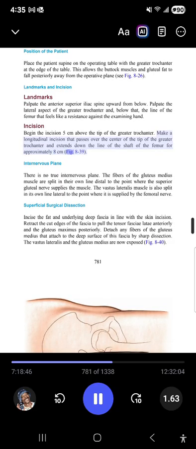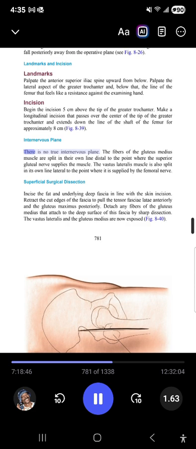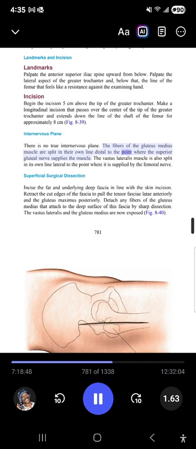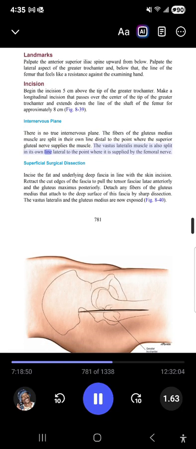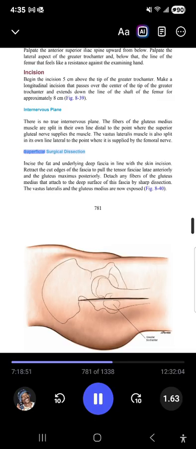Figure 8-39. Internervous plane. There is no true internervous plane. The fibers of the gluteus medius muscle are split in their own line distal to the point where the superior gluteal nerve supplies the muscle. The vastus lateralis muscle is also split in its own line lateral to the point where it is supplied by the femoral nerve. Superficial surgical dissection.